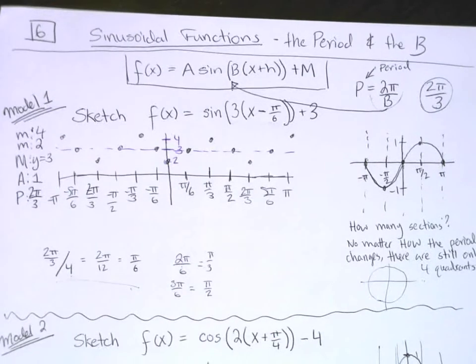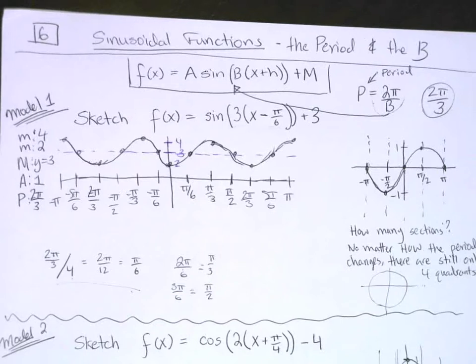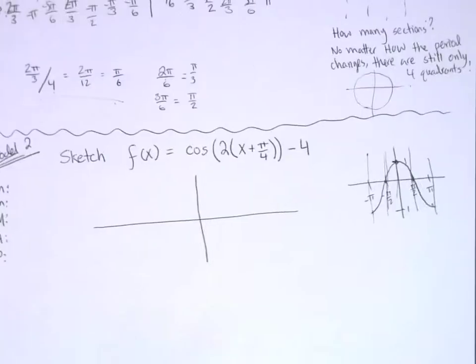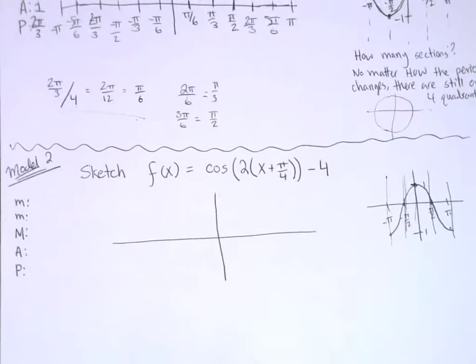We're going to look at cosine. It's the same idea. We're going to be sketching this. Do the map. Find the period. Put the new coordinates there. And check your work in a bit.